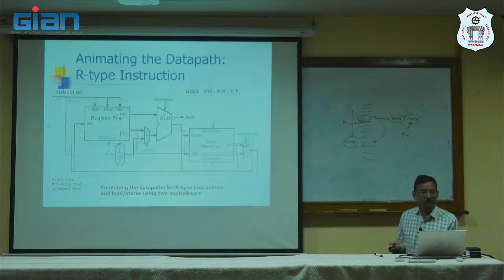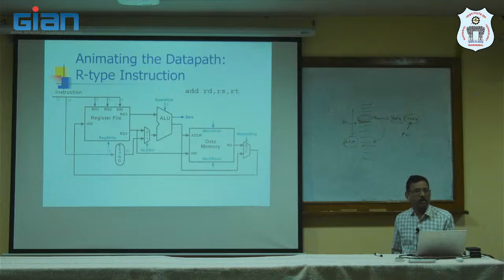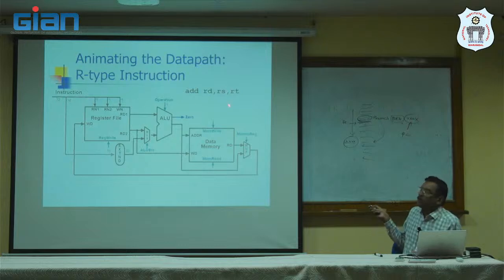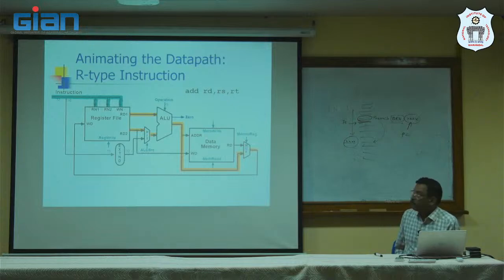You can verify also. First we will verify with an R format instruction. The R format is the add instruction, a three operand instruction. What are the data path components used for executing this instruction? If you see this, this is the data path component that is going to be used for executing this R format instruction.